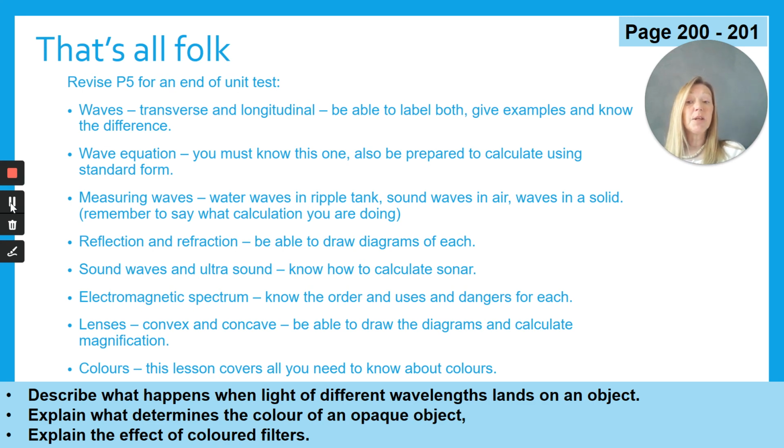We then went on to look at the electromagnetic spectrum. And you need to know that order, and you need to know uses of every part of the electromagnetic spectrum. We then looked at lenses, convex and concave lenses, and you need to be able to draw those diagrams and calculate magnification. And of course, then there's this lesson, which is the colours, and this covers all you need to know about colours for the P5.